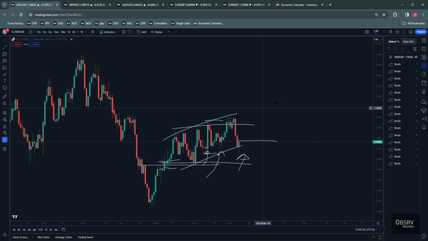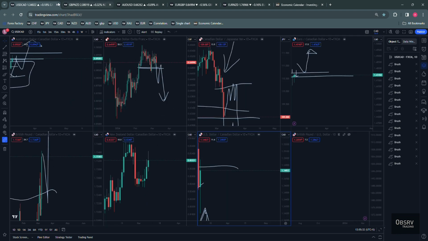Okay, so CAD looks like it's going to be weak for the next coming up week.